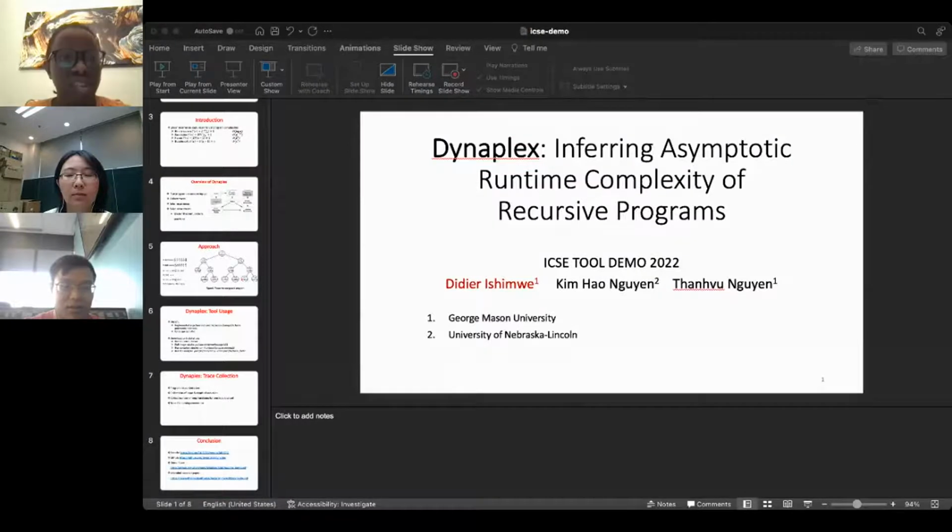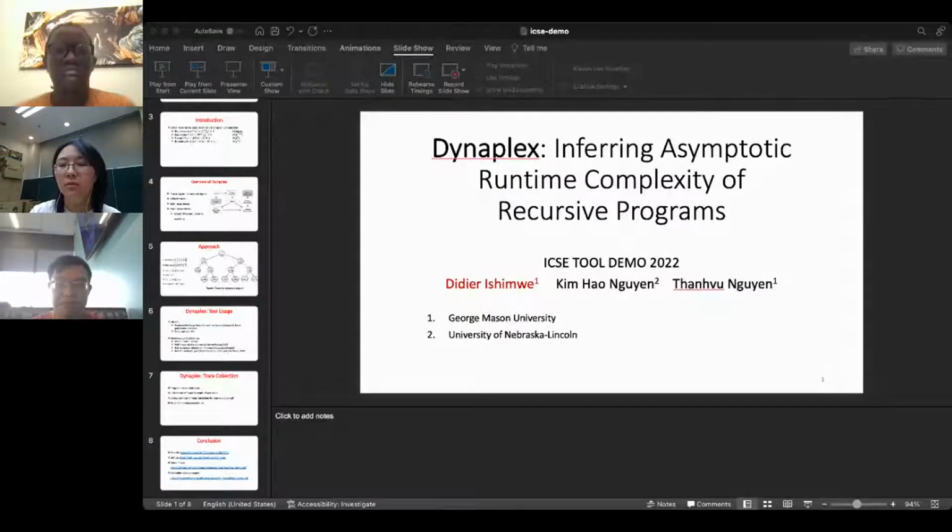My name is Didier Ishime. I'm going to talk about Dynaplex, a tool to infer asymptotic runtime complexity of recursive programs. Runtime complexity analysis can help detect performance vulnerabilities. For example, if a developer is expecting an implementation that runs in quadratic time theoretically, but then the actual implementation turns out to run in cubic time, that's a performance vulnerability.